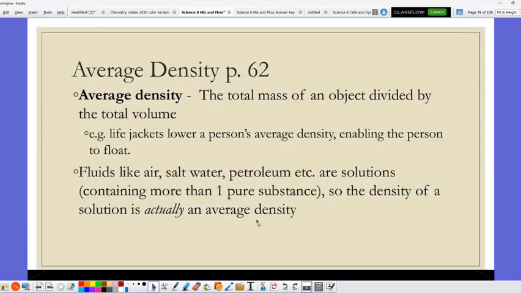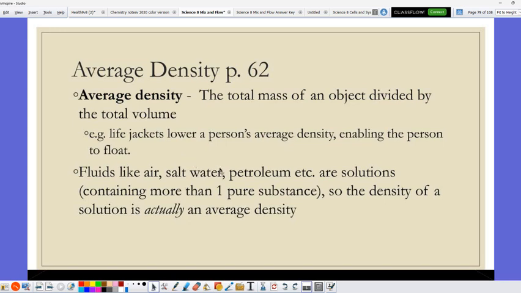Average density is the total mass of a substance divided by total volume, so it's still mass divided by volume. For example, when you wear a life jacket, if you fall in the water, it lowers your average density. It allows you to float. So it doesn't have to support your entire weight, just the weight that is not water.